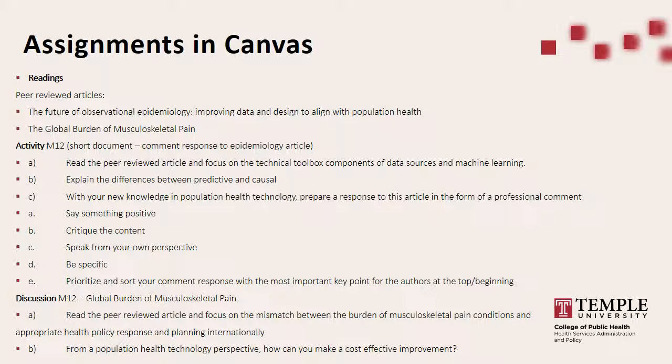Assignments in Canvas for this module. There are 2 peer-reviewed articles for you to read. One is The Future of Observational Epidemiology, Improving Data and Design to Align with Population Health, and the other is The Global Burden of Musculoskeletal Pain. For activity M12, this is a short document. This is writing a comment response to the epidemiology article. You do not actually need to respond to the authors. You just need to submit your short document into Canvas.